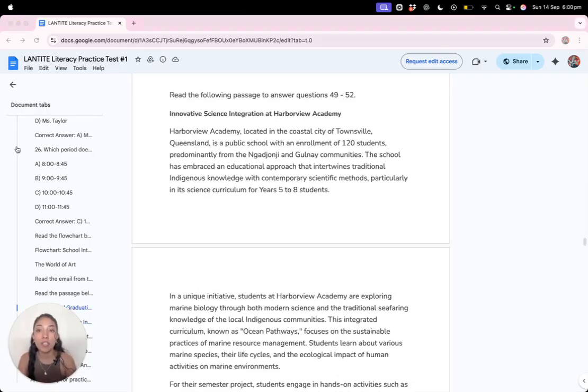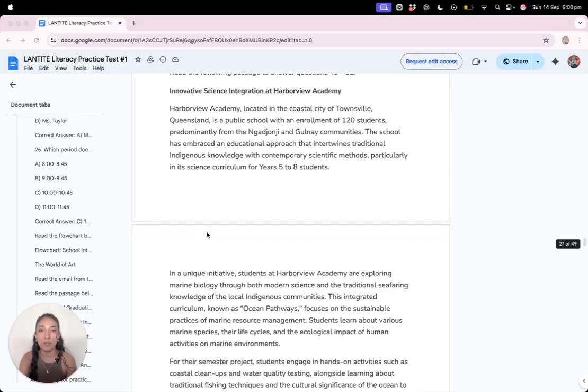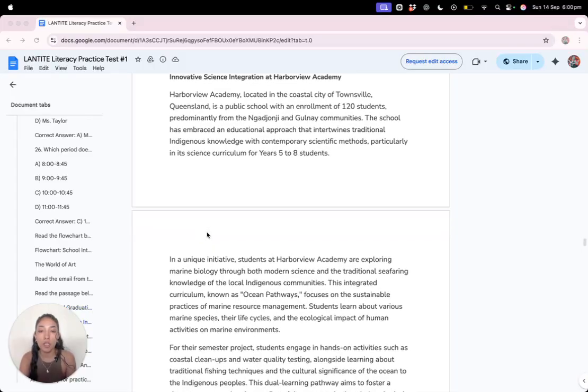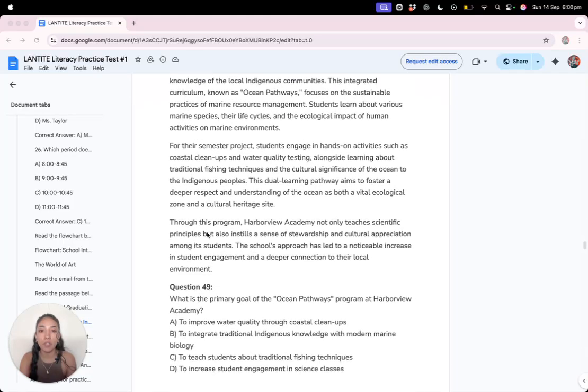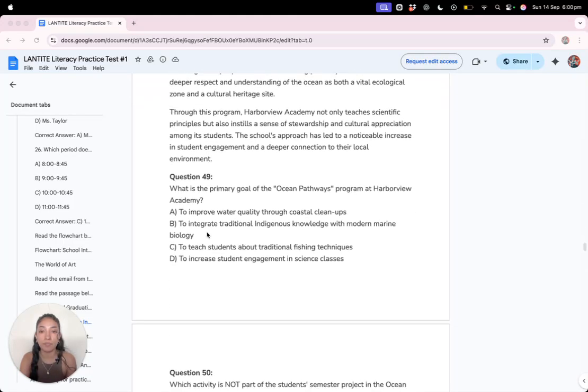So it says here to read the following passage to answer questions 49 to 52. I'm just going to leave this on the page for you on the screen. You can just read through it yourself, and then we're just going to get straight into the questions.